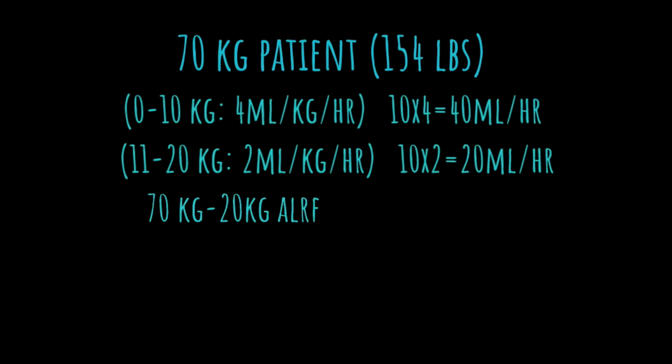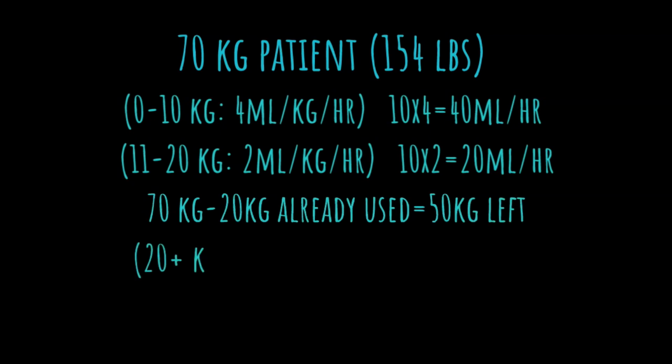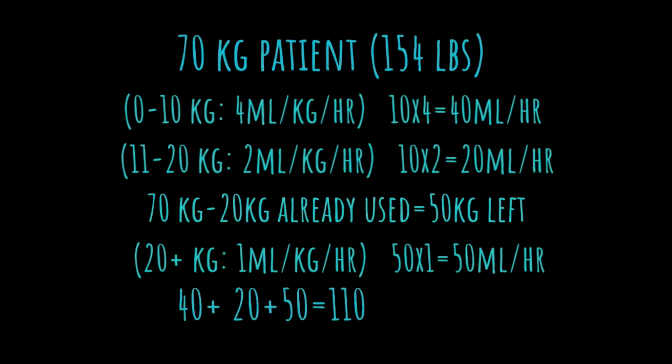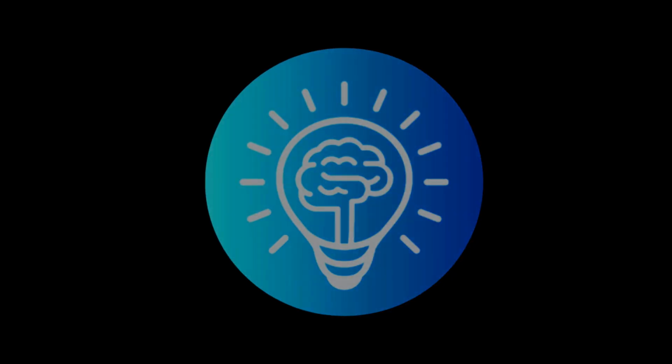So for the final part of the formula, we take the original weight, which was 70 kilograms, and subtract the 20 kilograms we've used so far, which leaves us with 50 kilograms remaining for the rest of the formula. So if we plug this in, we give 1 milliliter per kilogram per hour times 50 kilograms, which equals 50 milliliters an hour. We're going to add the results from steps 1, 2, and 3 to determine the total hourly IV fluid requirement, which equates to 110 milliliters an hour.